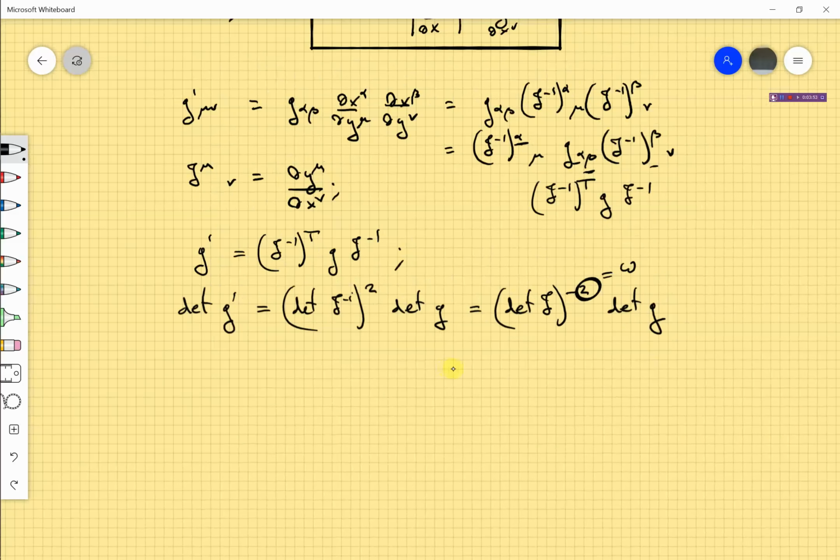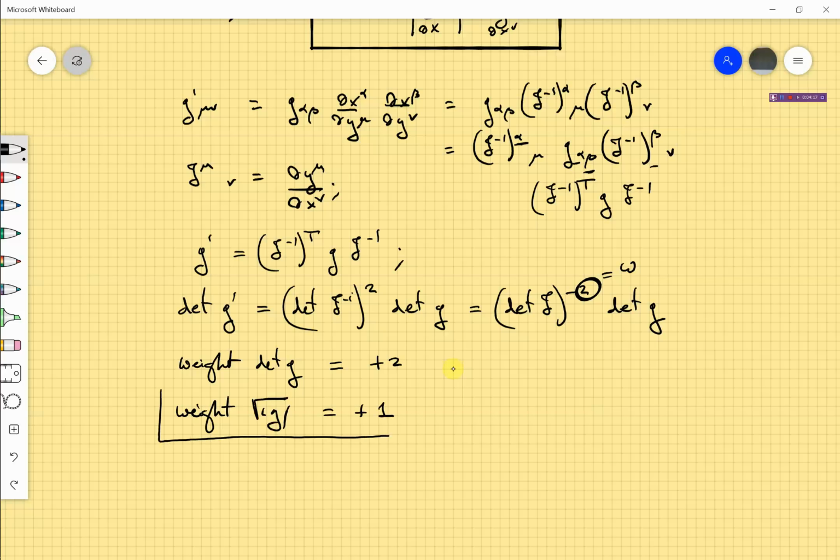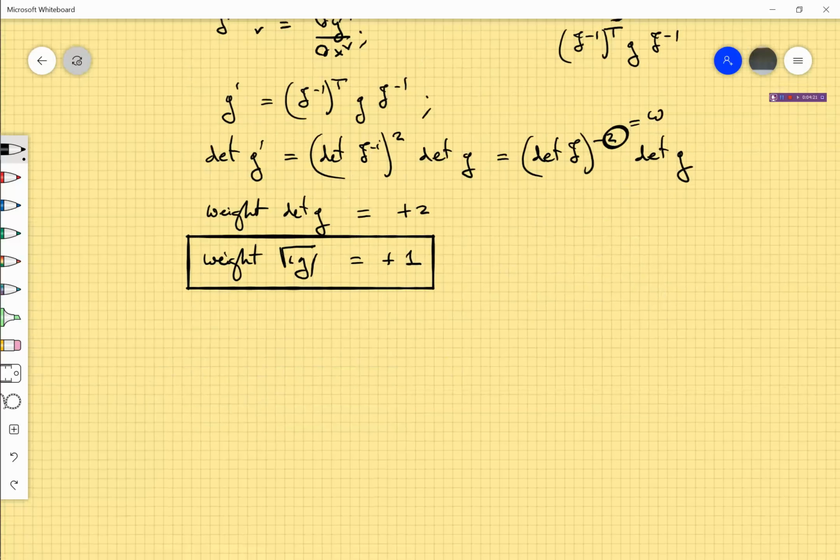So we can write that the weight of the determinant of the metric is plus 2, and something that is easier to remember, the square root of the determinant of the metric has weight plus 1, and we will use this very often.